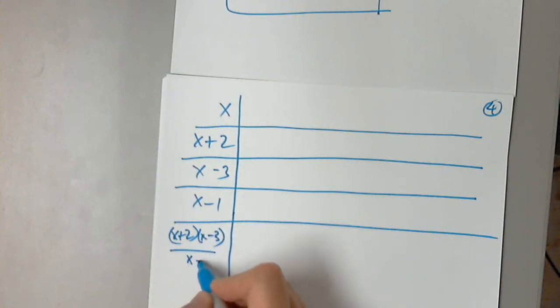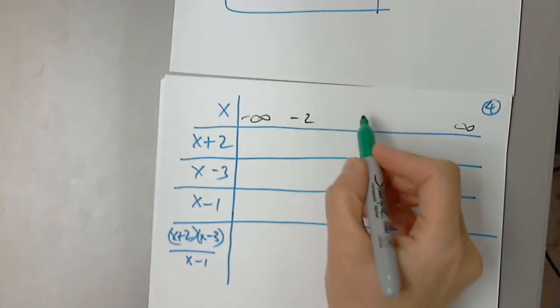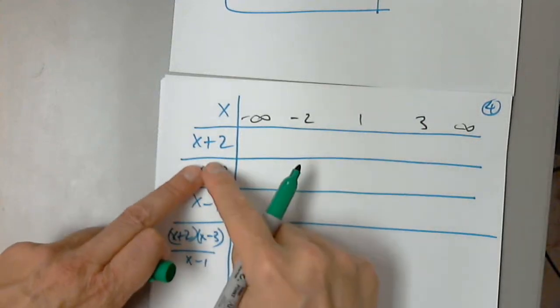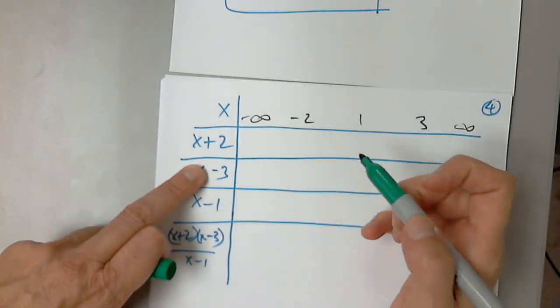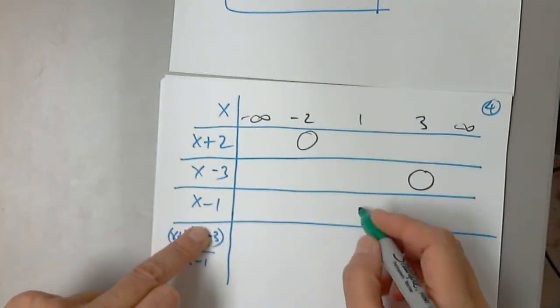Very good. Excellent. So now, how many x values will you give, and in the correct order? Yes, negative 2, 1, and 3. Very good. So there is a 0 for x plus 2 at negative 2, for x minus 3 at 3, and for x minus 1 at 1.